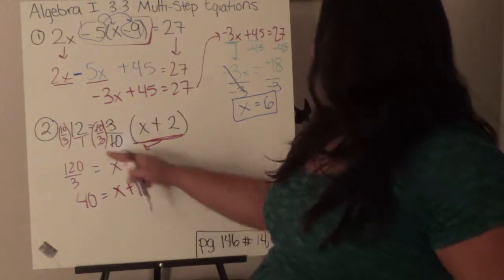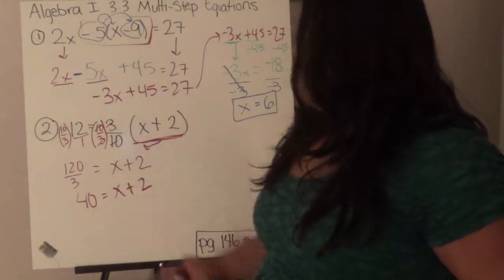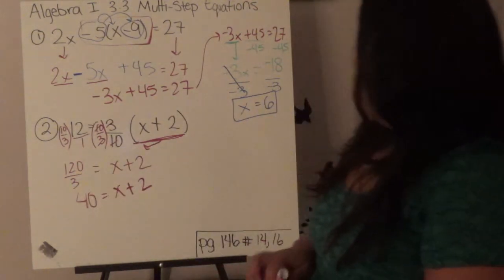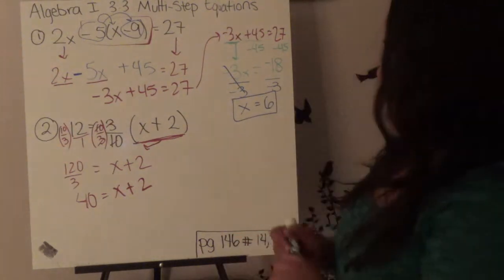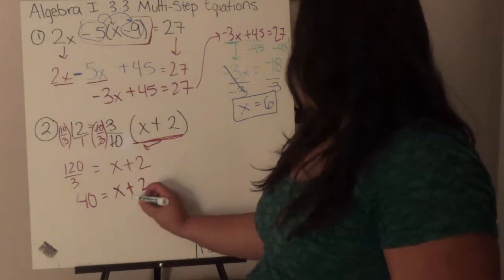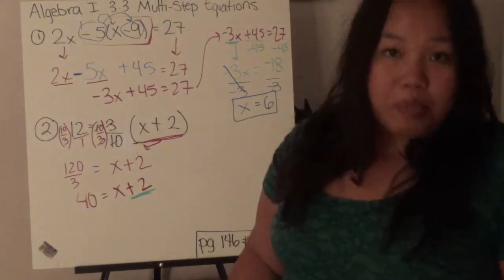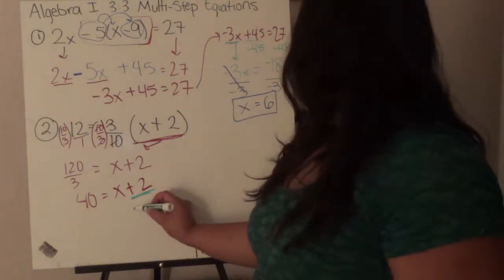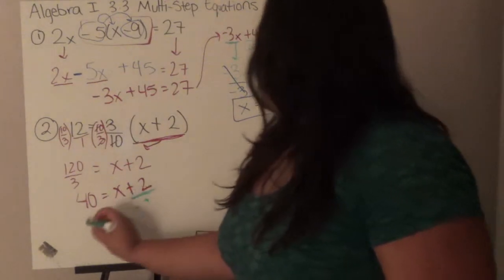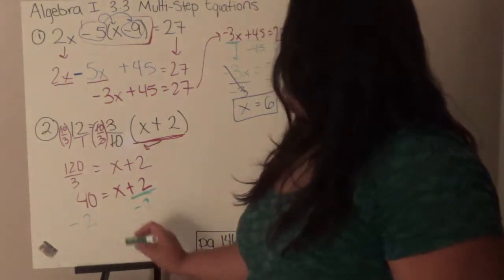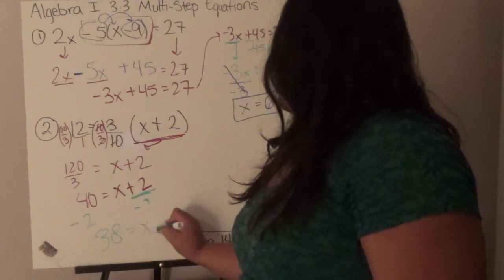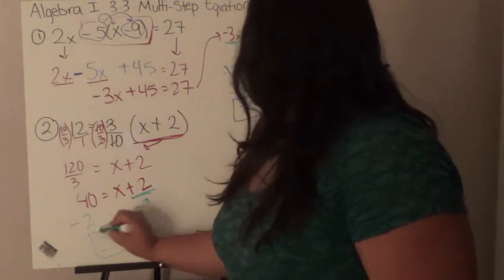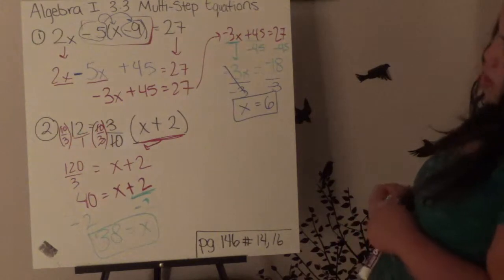So the only thing I did from here to here is a 120 divided by 3, which gave me 40. Now from here, it's just what you dealt with last section. Because x is by itself, the only thing I have to get rid of is that positive 2. And the opposite of positive 2 would be minus 2. So I'm going to minus 2 on both sides. I end up with 38 equals x. Right?